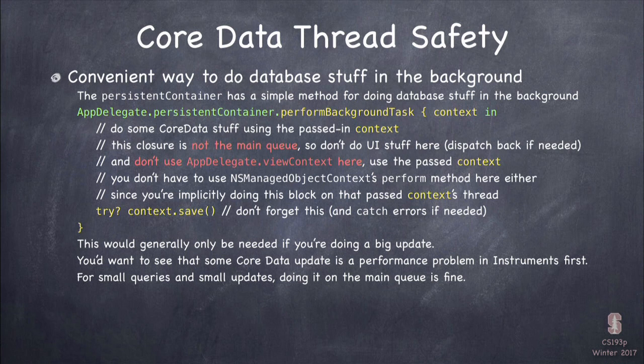Now, inside this closure, a couple of things to be really careful of. One, never use view context in here. Do you see why that would be horrendously bad to use view context inside this closure? Because this closure, by definition, is not executing on the main queue. By definition, this closure is on a separate queue, on a background queue. That's the whole point of this thing, is to put this on another queue. So never use view context in there. That's why it's in red.